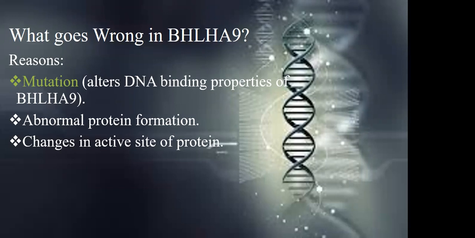Think of the lock and key model: the ligand, the active molecule, is the key. A specific key can open a specific lock; for one lock there will be one type of key. If the mutation comes in the active site, the protein will not be functional, and a mutated or abnormal protein will be formed.